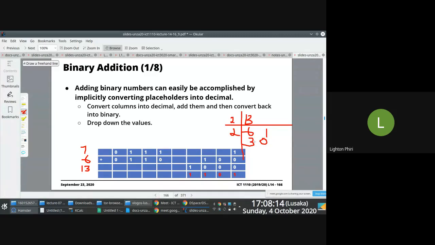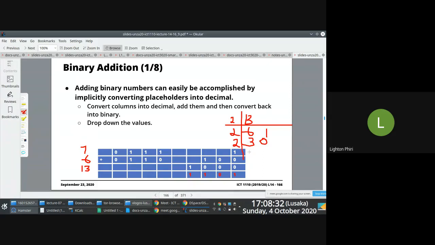We're trying to understand how the computer does this, which is why we need to do it the normal way. But what we're saying is this is the logical thing to do: you convert the numbers you're adding into decimal, add the decimal numbers, and then convert the answer into binary. Because this is what you're used to.